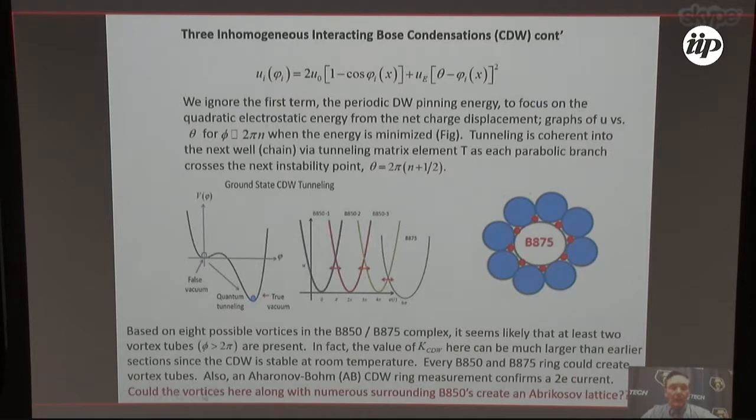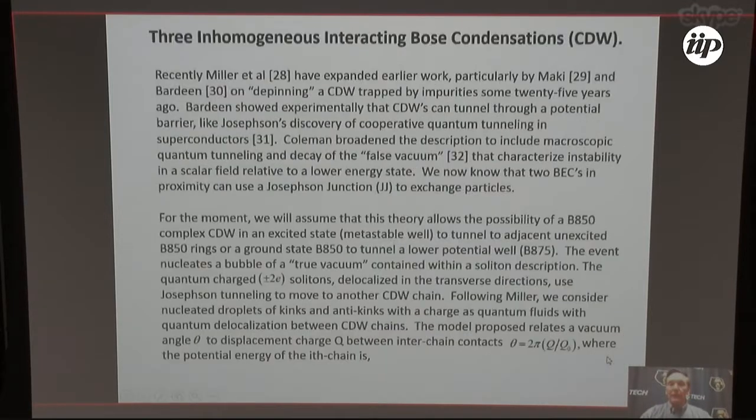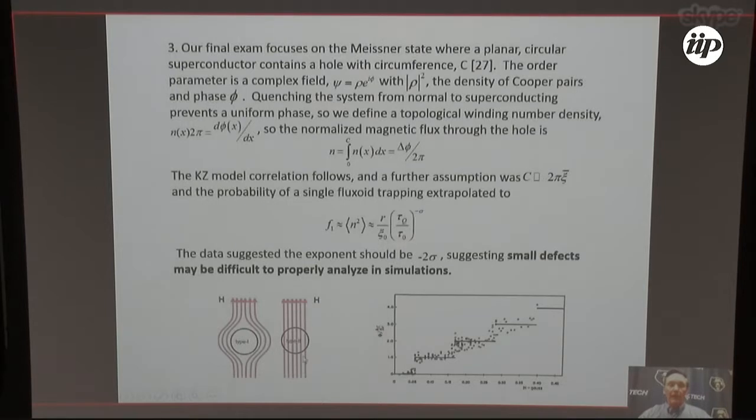And the question becomes, these vortices surrounding this, are they like an Abrikosov lattice? This is a lattice. Let me go up. This is a lattice like this. Abrikosov lattice has a number of vortices where it's being penetrated by magnetic flux.